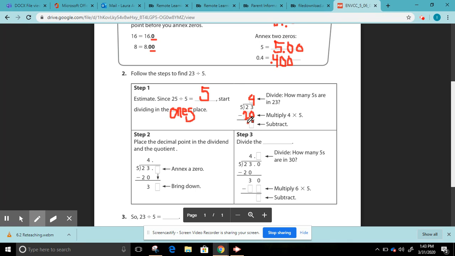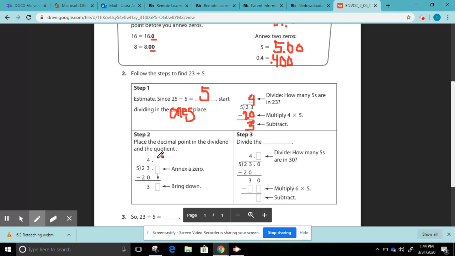And then our difference would be 3 when we subtract, right? 23 minus 20 gives us 3. Okay, so now let's go over to step 2. We have 3 remaining.